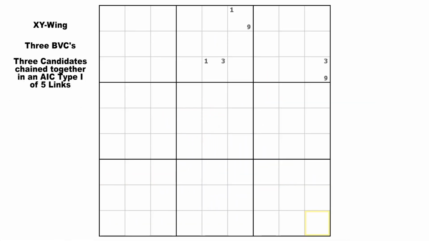In an XY wing, the middle bi-value cell, or the pivot cell, will contain the candidates that we will call A and B. So let's say this cell, R3C5, is our pivot cell. And so in this example, the 1 and the 3 are candidates A and B, okay? Now one of the two wings or pincer cells will contain candidate A coupled with a third candidate, which we will call candidate C. And the other pincer cell will contain candidate B, also coupled with candidate C. And of course, here in this example, candidate C is 9.